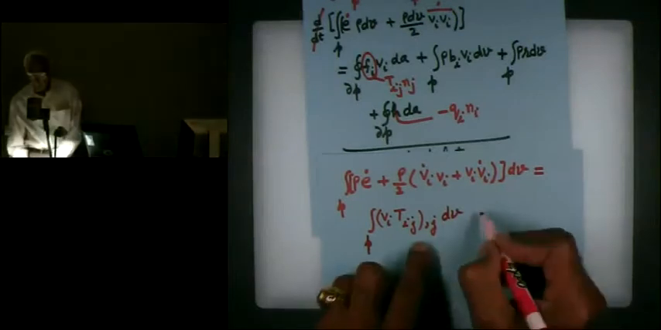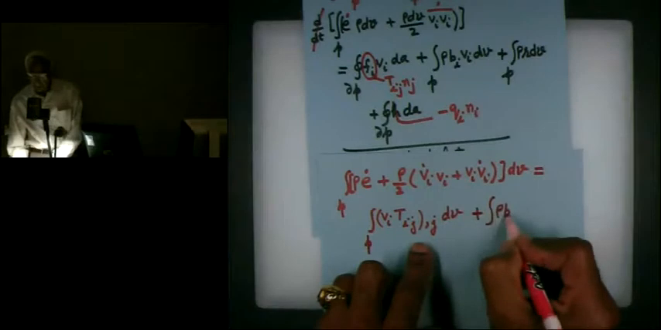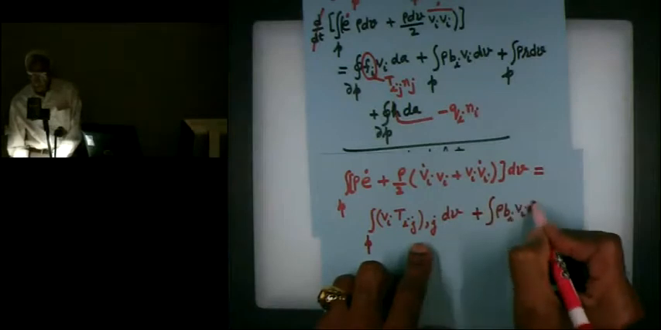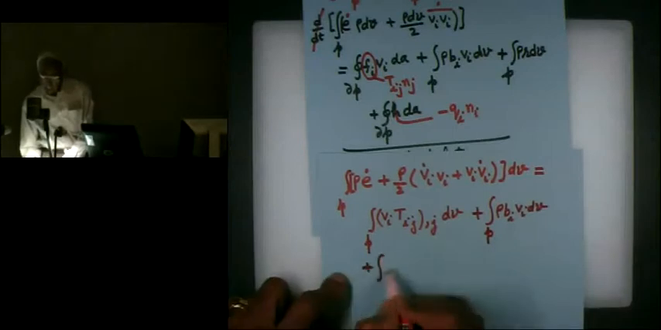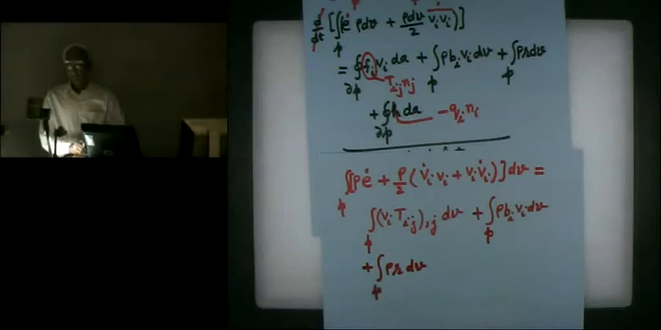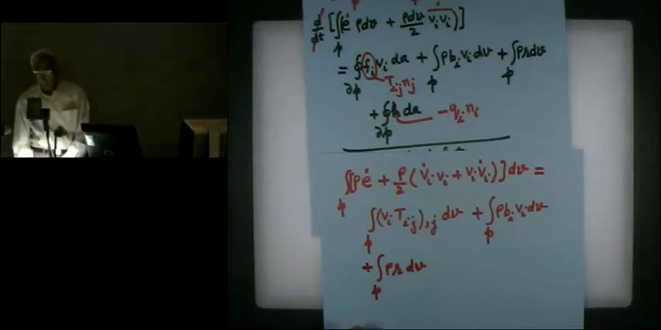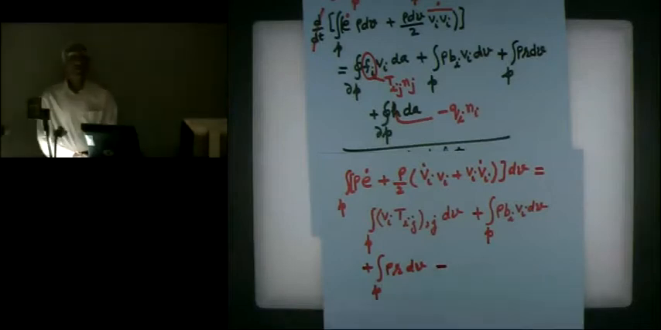Plus, the next term we don't do anything. Rho Bi, Vi, dV. The next term we don't do anything. So we just say rho R dV, and the next term is minus Qi Ni on the surface, like it's a surface integration of Qi Ni.